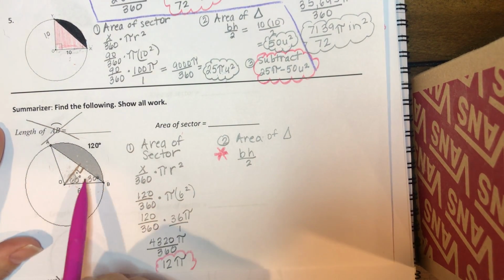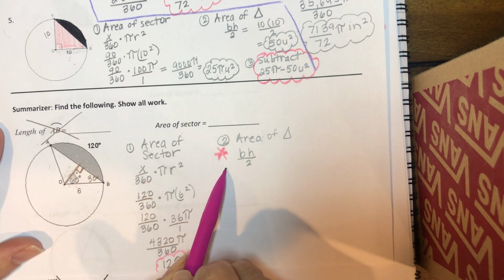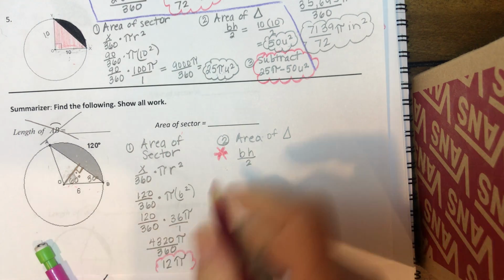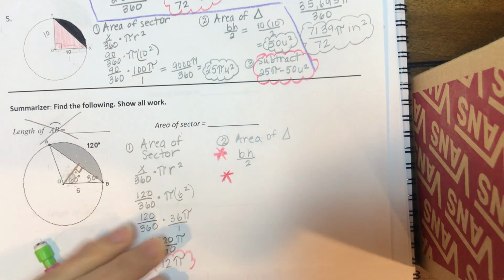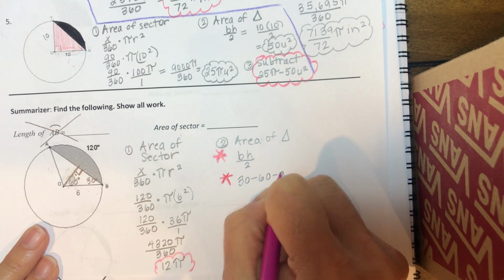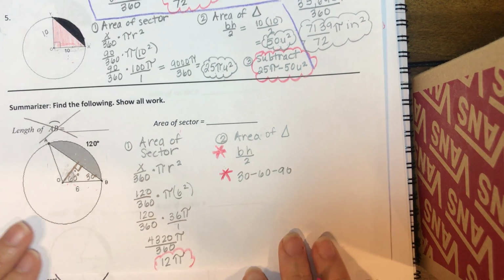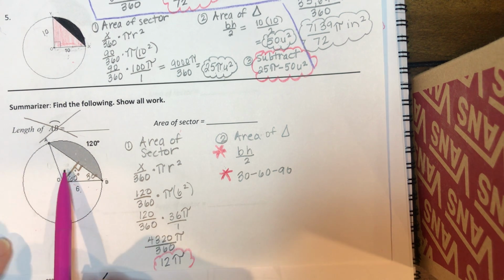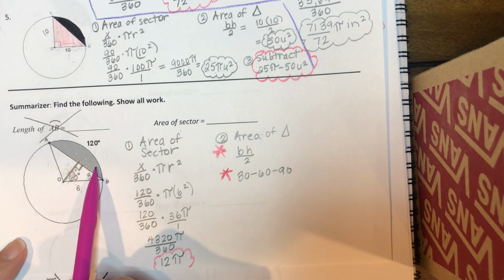Okay, so remember, we now need to remember our 30, 60, 90 rules. That's why I have a star by this, so that we can remember the 30, 60, 90 rules. I'm going to jot that down. We need 30, 60, 90. So remember, in a 30, 60, 90 triangle, this is the hypotenuse. This is the short leg. This is the long leg.